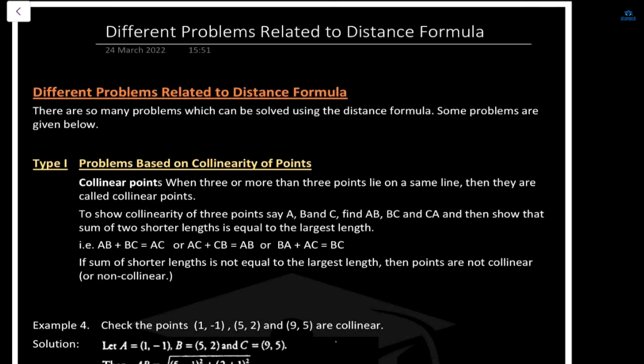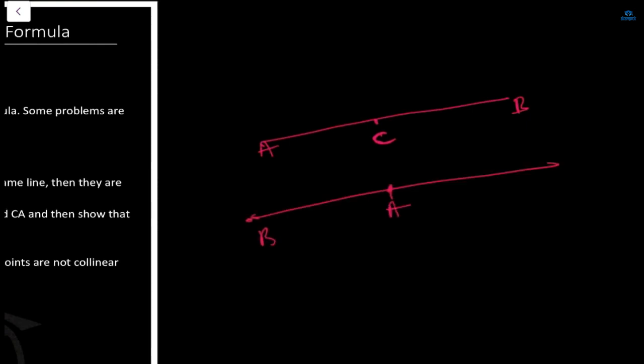So how can you check the collinearity of points? For example, if you have a line and you have 3 points A, B, and C, how, by using the distance formula, can you find whether the points are collinear? See, the figure can be this also, this also, and this also.